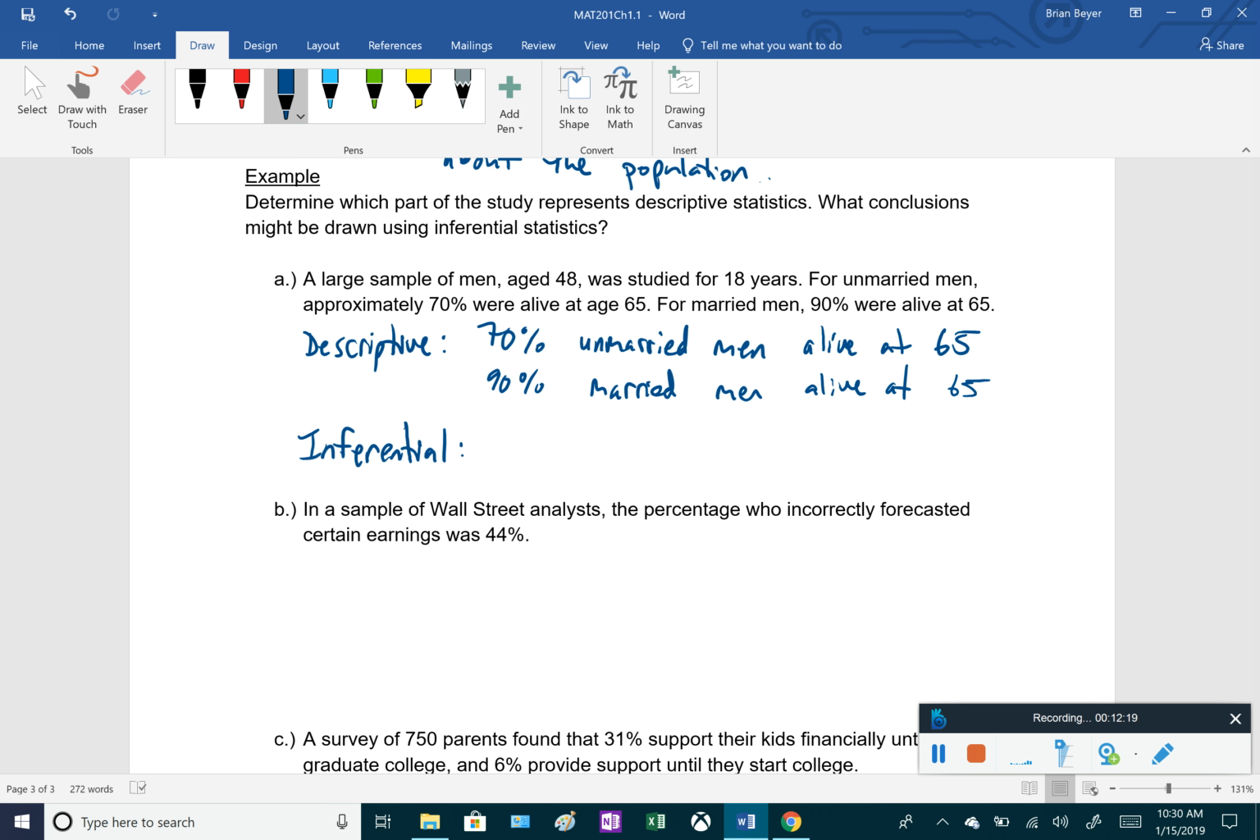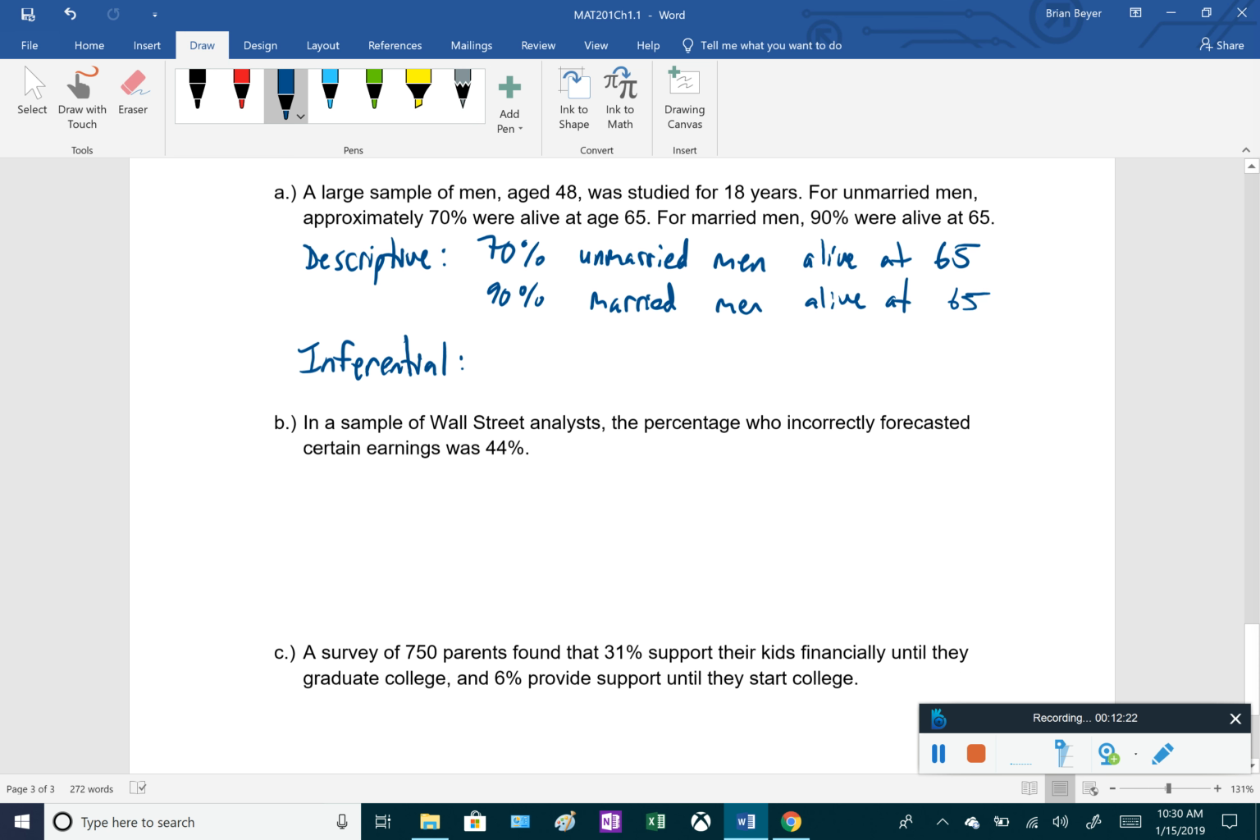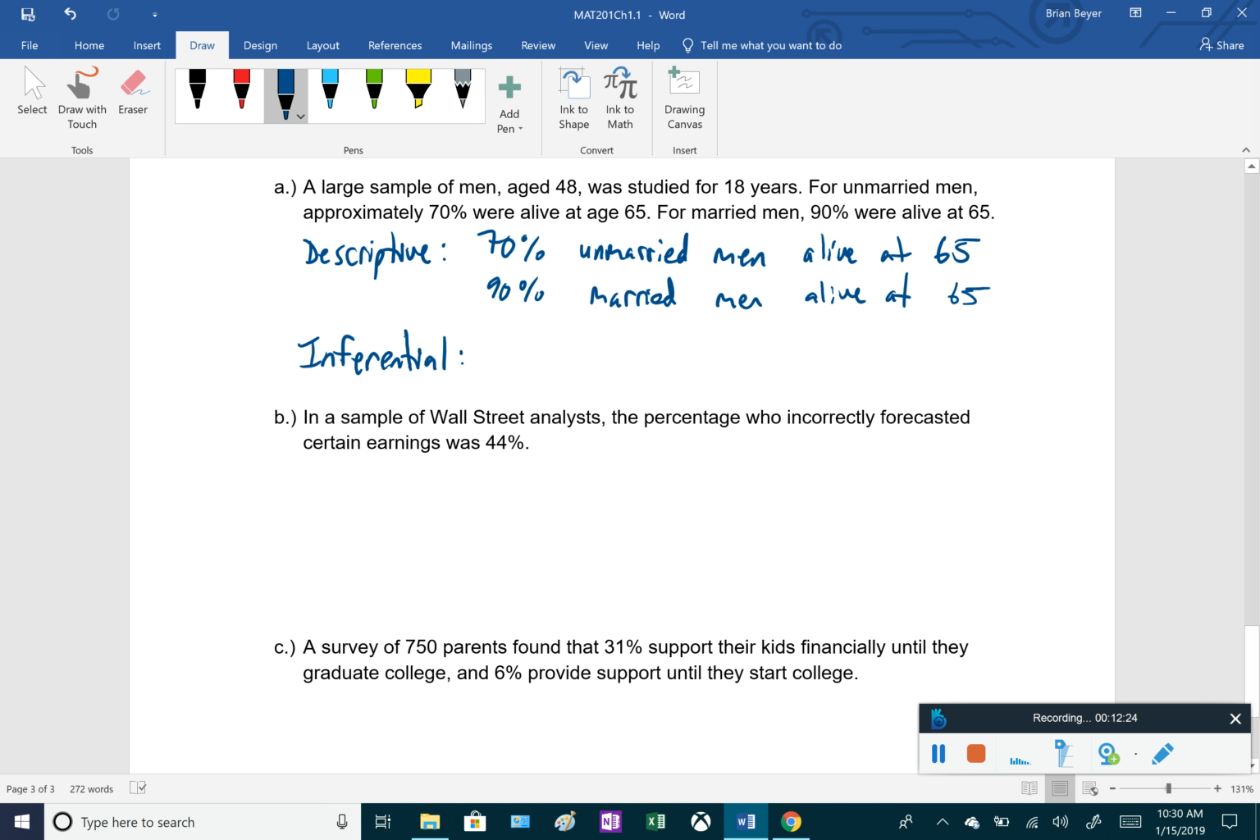So now for the inferential statistics, we want to see what sort of inferences can be made from this. What conclusions can we draw based on the data? So some conclusions that maybe we can make from this is we don't want to jump to conclusions too much here. We just want to be pretty simple with our conclusions. So we can say that based on this data, being married for men is associated with a longer life.